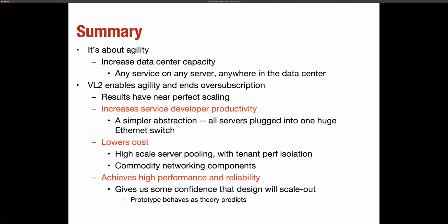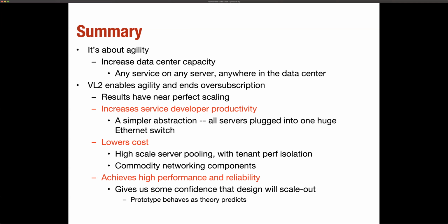VL2, which was a new system designed by Microsoft, enables this agility and it ends this vicious cycle of oversubscription, right? So there is no oversubscription in the network. It embraces the Clos topology to avoid any type of oversubscription. The results have near perfect scaling properties. It definitely helps increase service developer productivity, because now they can work with this simpler big switch abstraction. They can assume that all the servers are just plugged into one huge Ethernet switch. Don't worry about the topology at all.